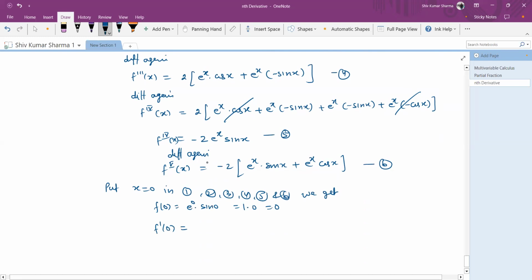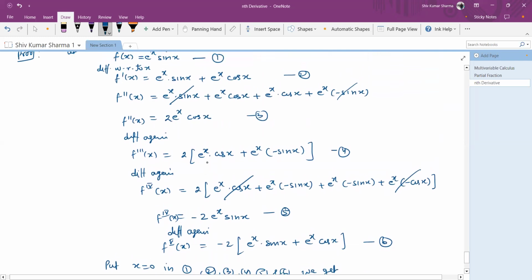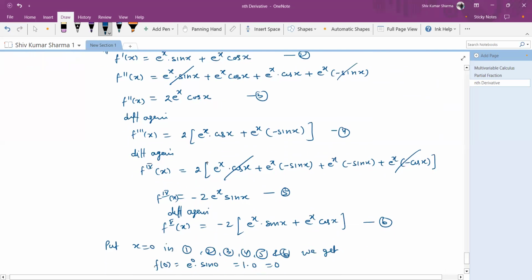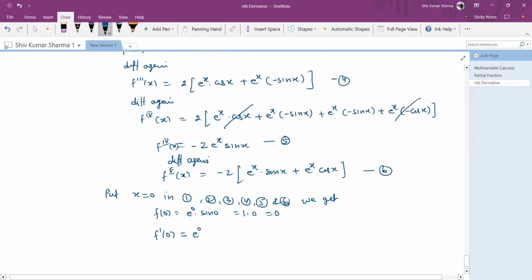Second, f dash naught. So f dash naught means e raised to the power 0 into sin 0 plus e raised to the power 0 into cos 0.